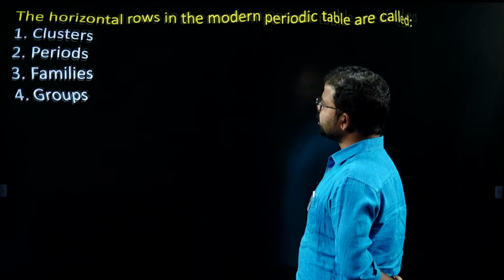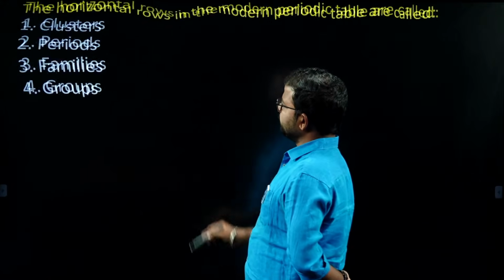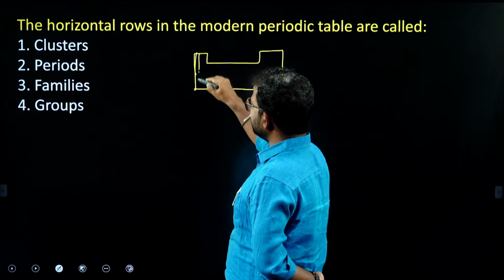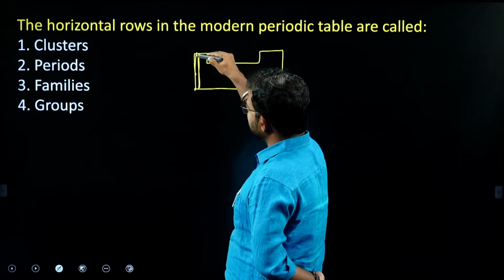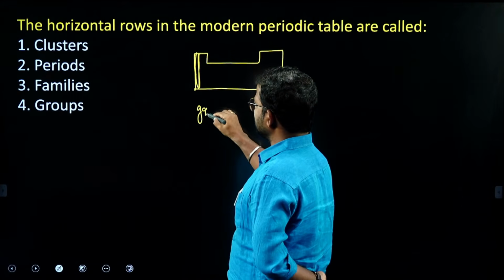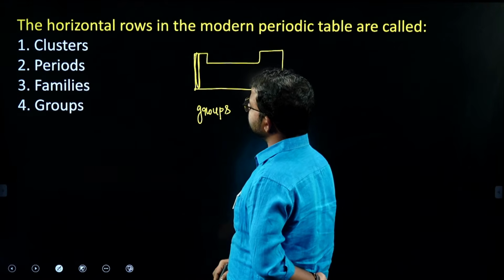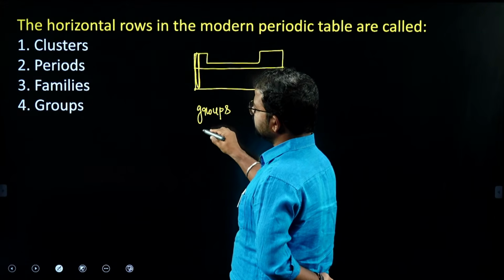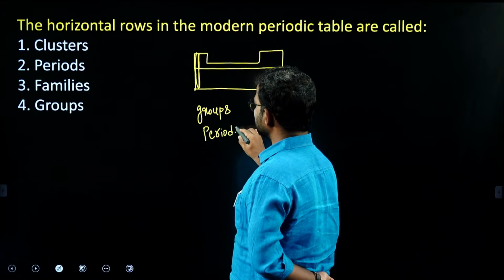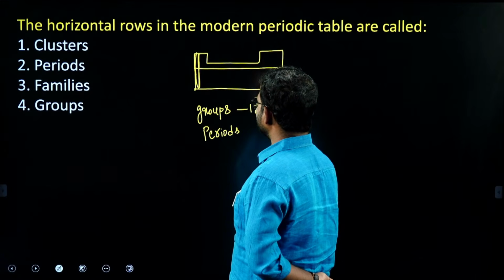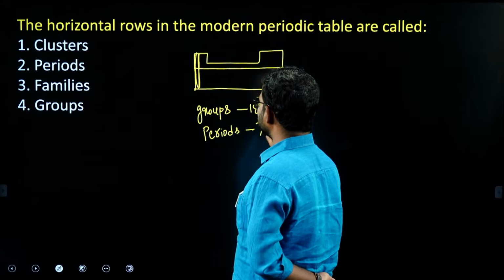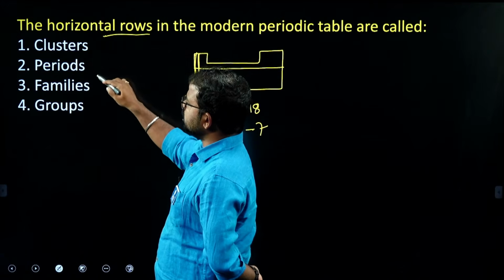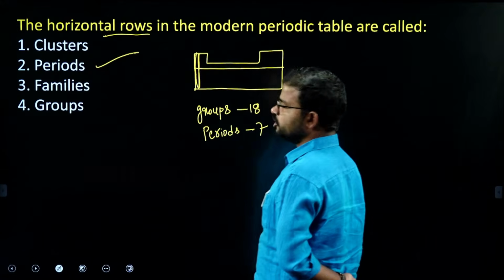In the periodic table, the vertical lines are treated as groups, or columns. The horizontal rows are treated as periods. How many groups do we have? Mostly 18 groups. How many periods do we have? 7 periods. So 7 periods and 18 groups. Here they mentioned horizontal rows, so we should consider option 2 only.